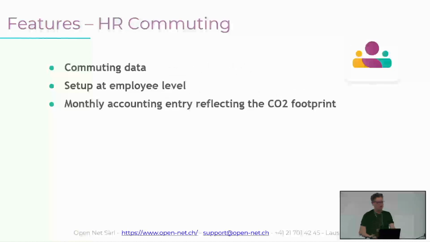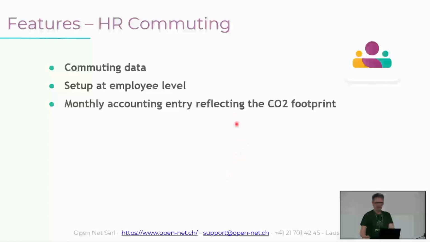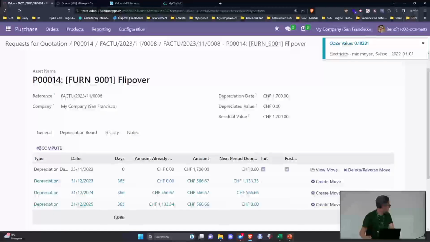This is extra accounting, but they want you to give the information about how your employees are commuting for their day-to-day work. So we have added all of this information needed for this computation, and every month we are generating the accounting entries in a specific journal, as I've shown before, in order to reflect the CO2 footprint month by month. So that's how it looks.